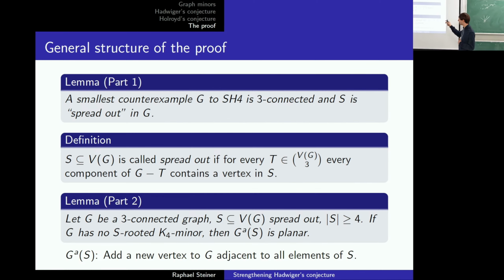Okay, that's what we prove. That's a purely structural proof. The first part really uses the coloring with the minimality reductions. And once we are done with that, we know that the smallest counterexample has this property.